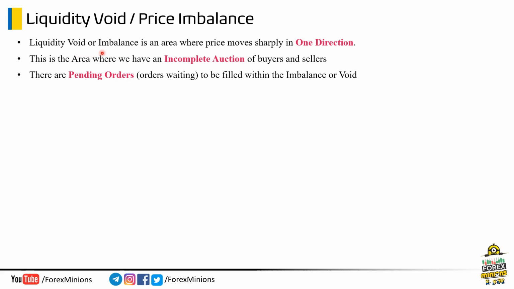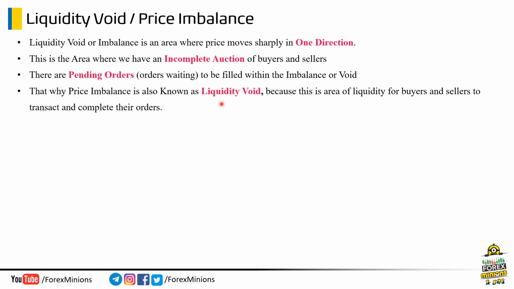Well, a liquidity void or price imbalance is an area where price moves sharply in one direction. This is the area where we have an incomplete auction of buyers and sellers. Incomplete auction means there will be pending orders, and those pending orders create liquidity. There are pending orders to be filled within the price imbalance or void. That's why price imbalance is also known as liquidity void, because this is an area of liquidity for buyers and sellers to transact and complete their orders.